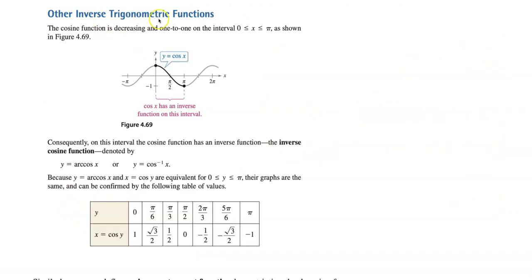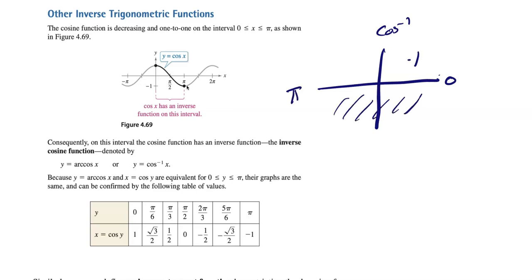Now let's talk about the inverse of other trig functions. Cosine's a little different. Based on the graph of cosine, it also doesn't have an inverse, but we could restrict it. It has an inverse between 0 and pi. So cosine's inverse goes between 0 and pi. Cosine's positive in quadrant 1, but cosine's negative in quadrant 2. So you can see cosine's positive from 0 to pi over 2, which would be from here to here. Then cosine's negative from pi over 2 to pi.